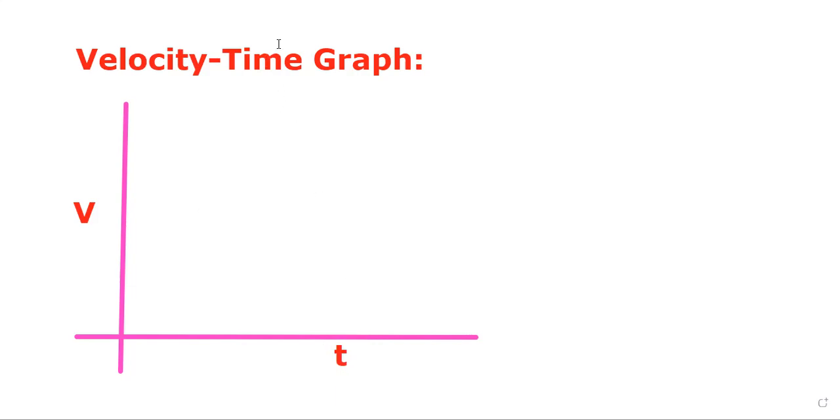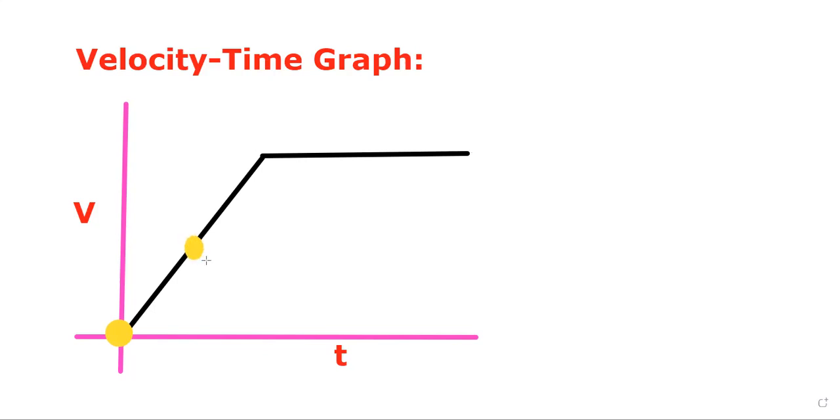Let us suppose that the graph of the object is something like this. And I am going to mark a few points on this graph. Suppose we have a point on it like this. This is the starting point or origin of the object.